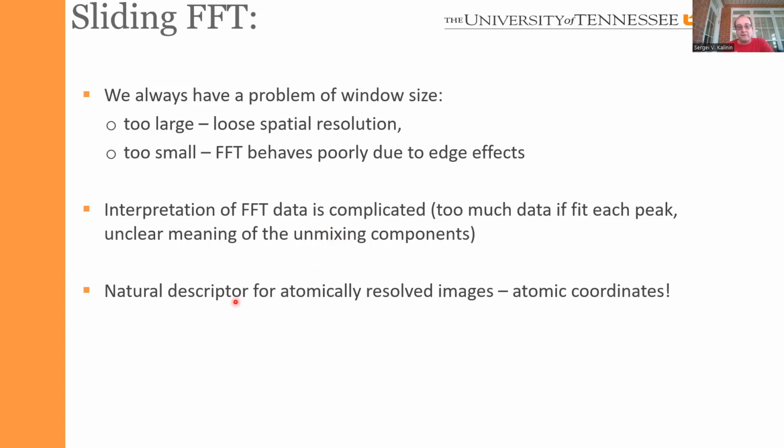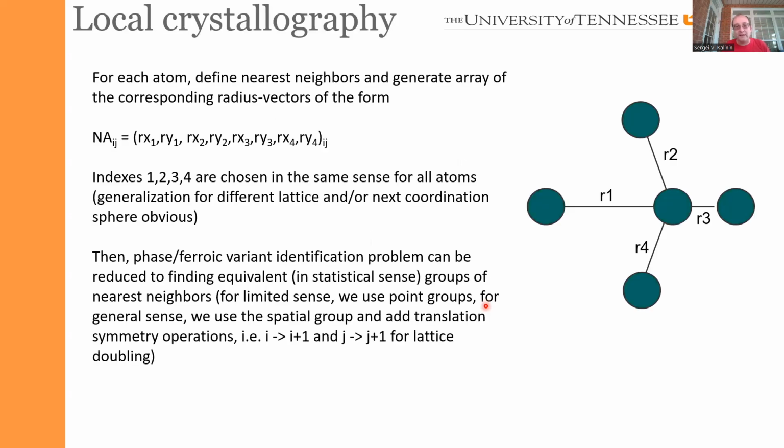And the natural descriptor for atomically resolved imaging is the atomic coordinates. So what if we analyze the image by finding all the atoms within the image, and then try to explore the relative positions and relative arrangements between those atoms? So how can we do that? This is something that we call local crystallography. And the easiest way to imagine it is to imagine that we found all the atoms within the image.